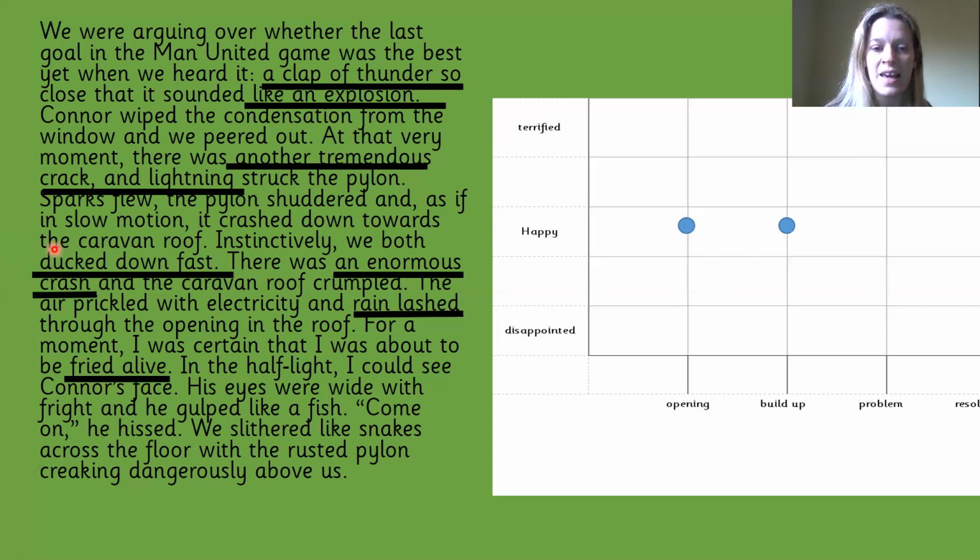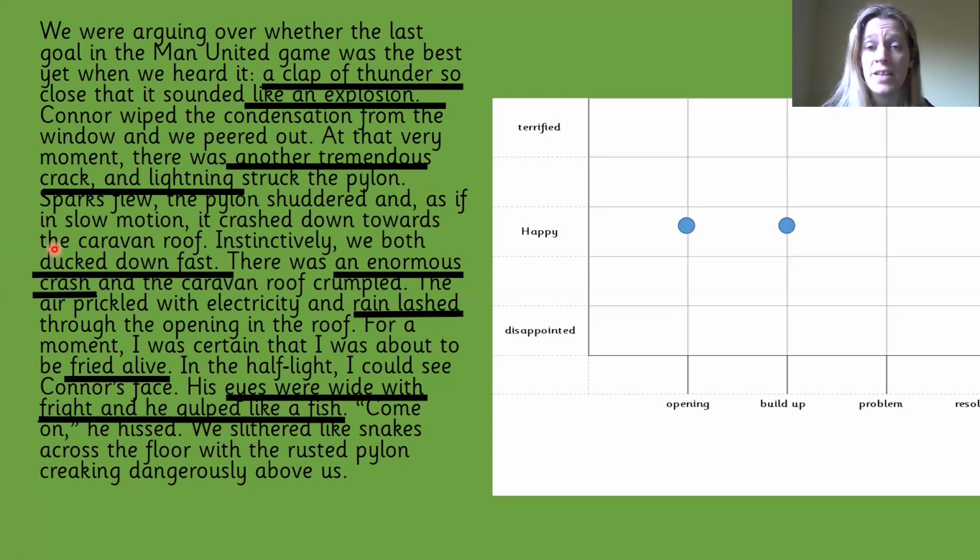In that half light, I could see Connor's face. His eyes were wide with fright and he gulped like a fish. Now, I think this sentence really tells you how they're feeling at this moment in time. If your eyes are wide with fright, then you're definitely really scared. And he's gulping like a fish, so his mouth is moving open because he doesn't know what to say or what to do. He's just so scared. It's like his mouth is dropping open and he's just trying to think. Come on, he hissed. We slithered like snakes across the floor with the rusted pylon creaking dangerously above us.